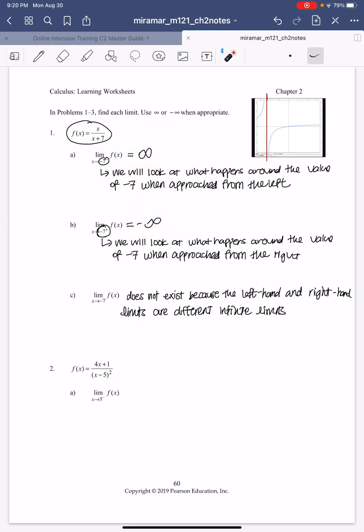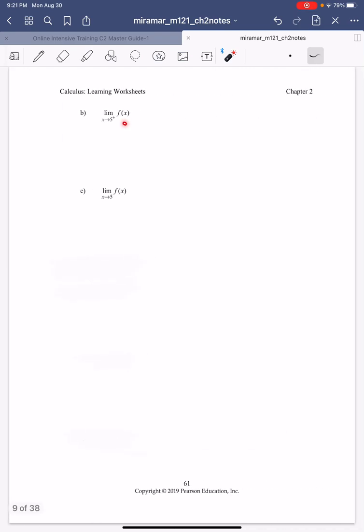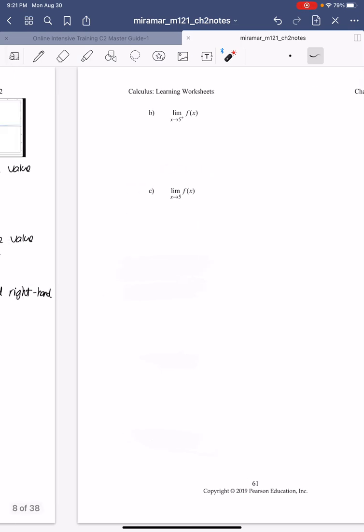So let's try number 2 as well. Number 2, we have a new function, 4x plus 1 divided by x minus 5, whole thing squared. And this time we're interested in 5 from the negative side, positive side, and exactly at 5. So we will look at the one-sided limits at first to see if they match up. If they match up, that will be the answer. It exists. If the negative side and positive side one-sided limits do not match up, then we do not have a limit at 5.